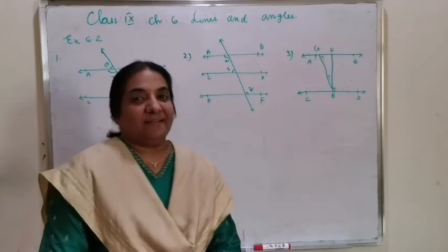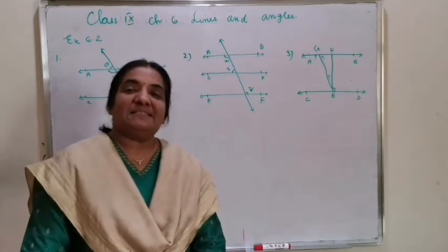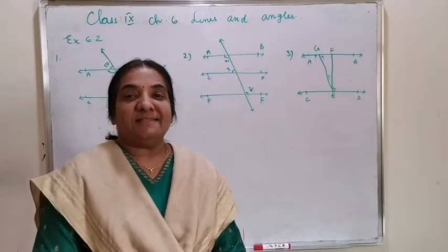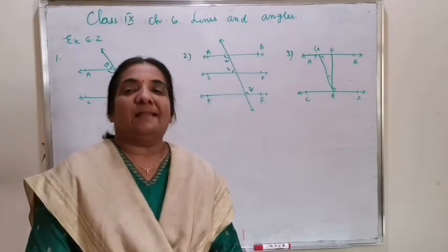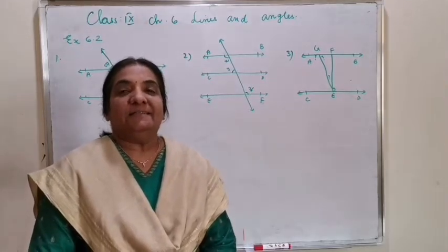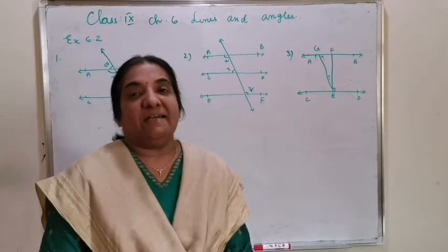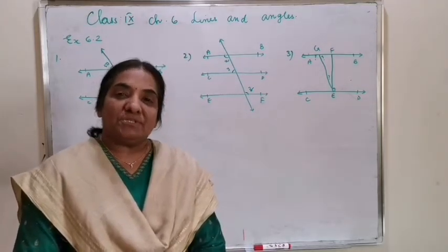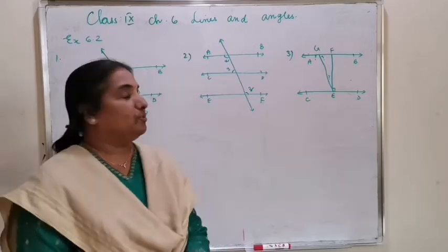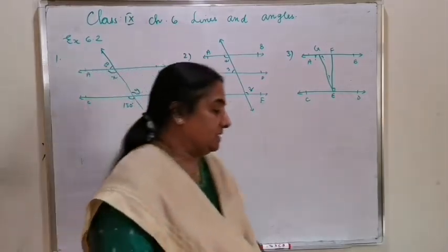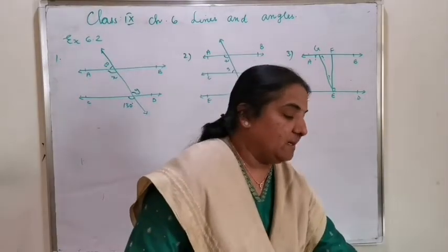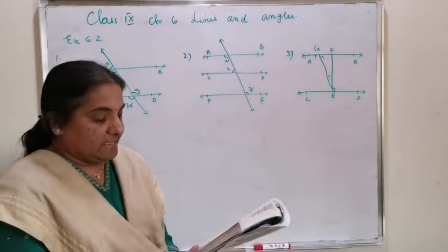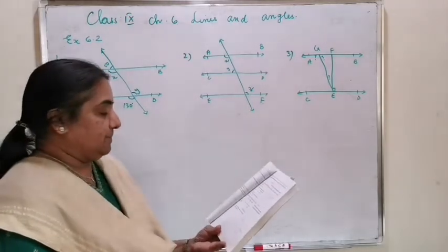Good morning, children. Hope you have revised the corresponding angles axiom, alternate interior angles theorem, co-interior angles theorem, and the lines parallel to a given line are parallel to each other. Based on those theorems or axioms, we are going to prove exercise 6.2, either numerical or to prove whether the lines are parallel. The first question, exercise 6.2, the first question.